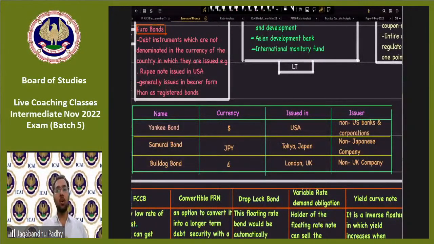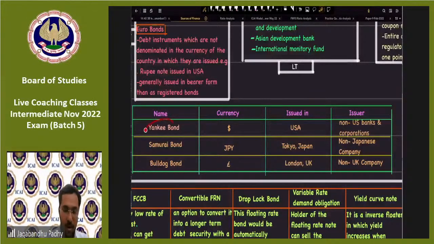If I go ahead and issue rupee denominated bonds over there, then it will be quite difficult for me to raise money, because US citizens will not understand the rupee term. So for them to understand, I need to issue the bonds in dollars. But who is going to issue? We, as Indians, are going to issue. So it means you are a non-US bank or corporation. When a non-US bank or corporation goes to the US market and issues dollar denominated bonds, those bonds are typically called Yankee bonds.